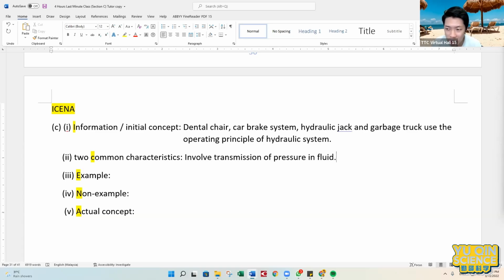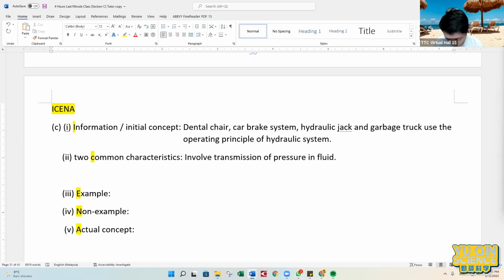You're not writing down the principle, we're writing down the characteristics. Okay, can carry weight of heavier objects. Or maybe you meant like can carry out heavy works, right? No matter dental chair, car brake, hydraulic jack, garbage, they all carry out heavy work. Well, that's acceptable as well. No problem. Acceptable. Okay, I give you second one.